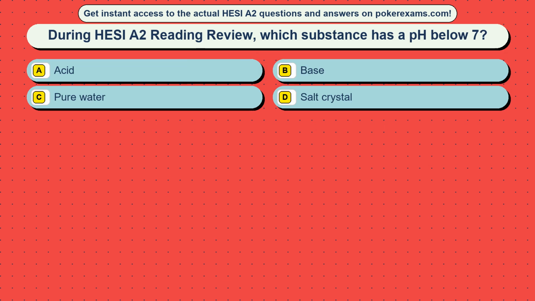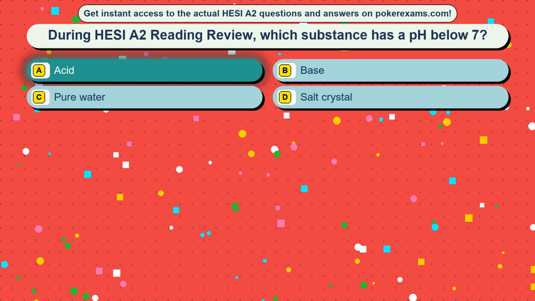Question 41. During HESI A2 reading review, which substance has a pH below 7? Option A, acid. Option B, base. Option C, pure water. Option D, salt crystal. The correct answer is option A, acid.